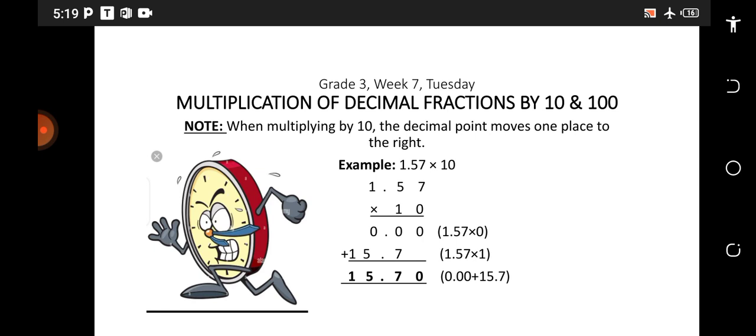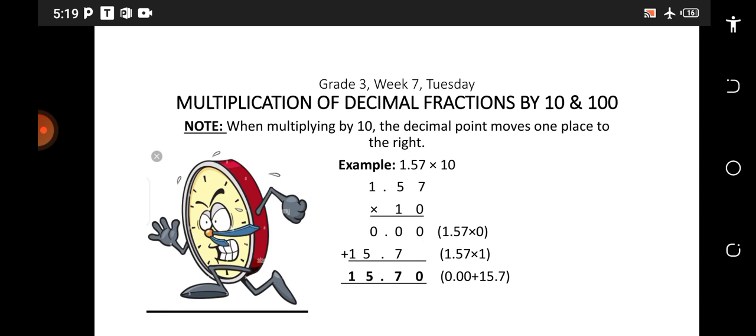If you are multiplying by 10, the decimal point will move one time to the right because of only one zero. If it's by 100, it moves twice because of two zeros. If it's by 1000, it moves thrice because of the three zeros. Now let's see what's here.